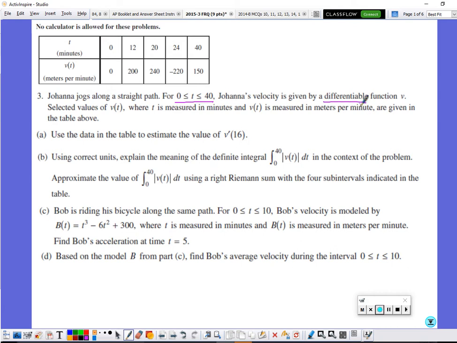It is sometimes helpful. So units are important. Okay, good. So I have a table of her velocity.